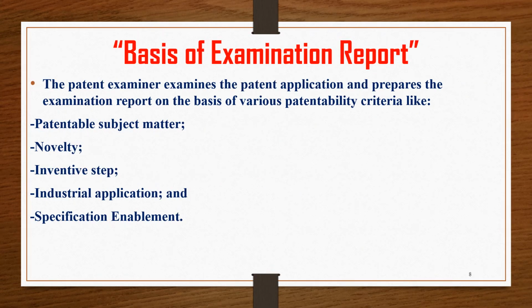Now, there are some basics, or we can say the basis, of the examination report. What is the basis of an examination report? The patent examiner examines the patent application and prepares the examination report on the basis of various patentability criteria. Number 1 is patentable subject matter. Number 2 is novelty. Number 3 is inventive step. Number 4 is industrial application. And number 5 is specification enablement. So, these are the basis for an examination report.